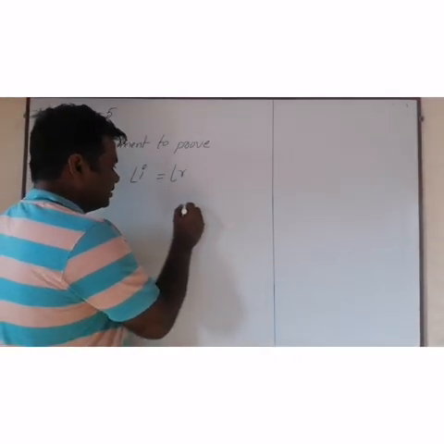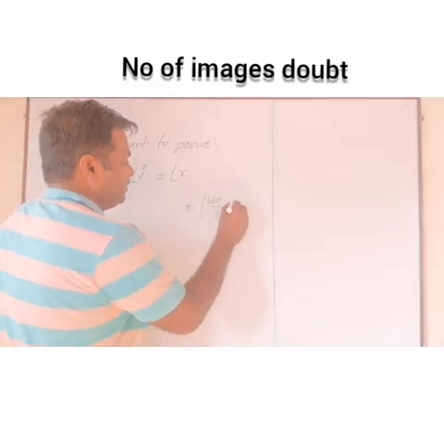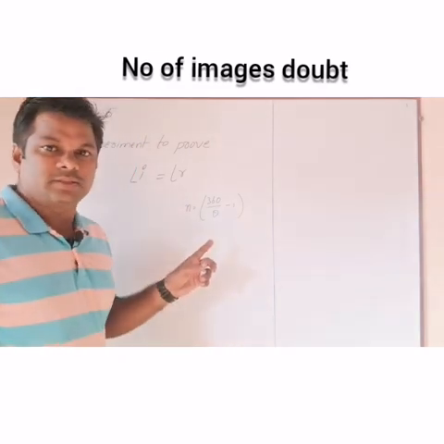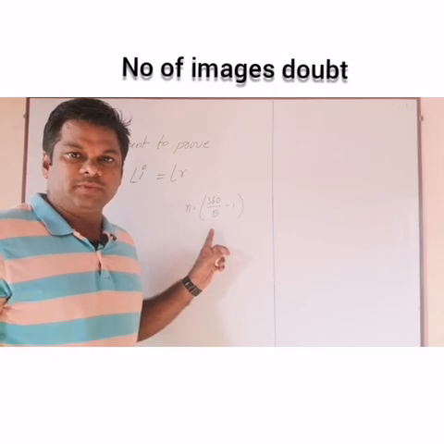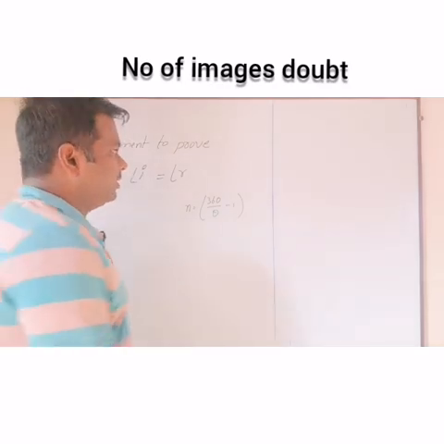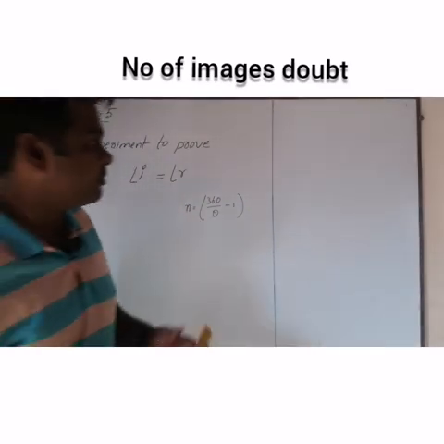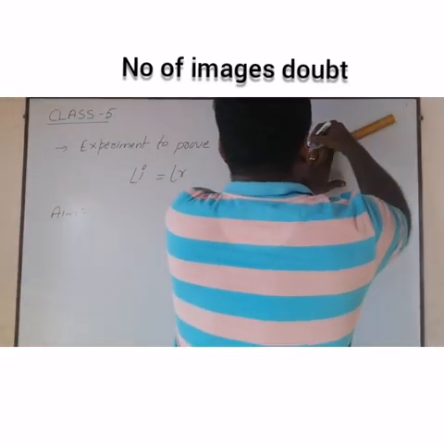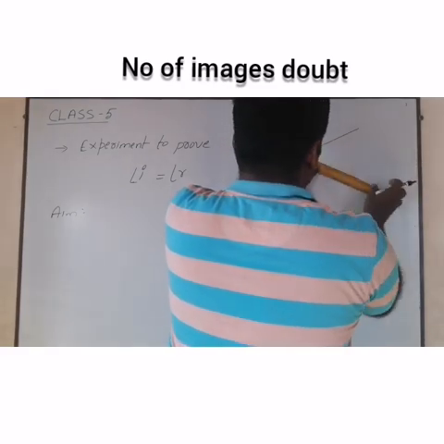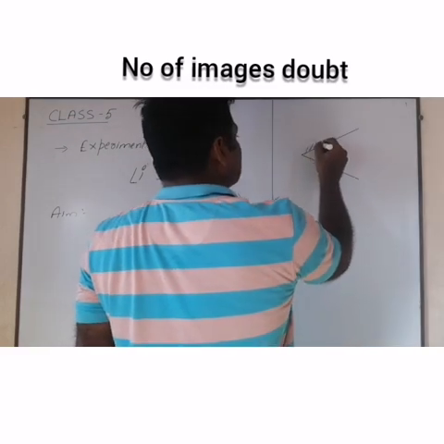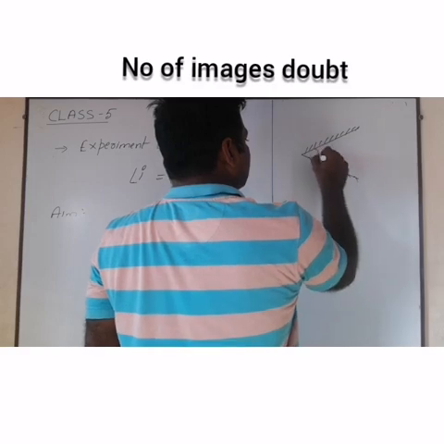Our formula is number of images n = 360 by theta minus 1, where theta is the angle between two mirrors. So here, let me draw the mirror. You can solve the problem very easily when the given angle divides 360.